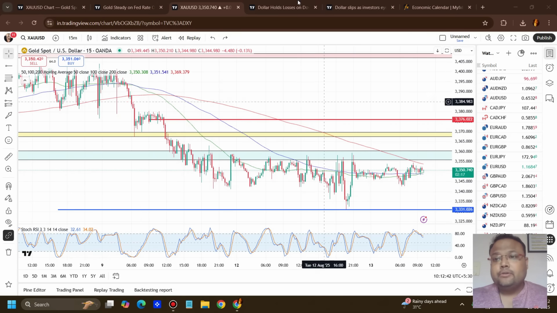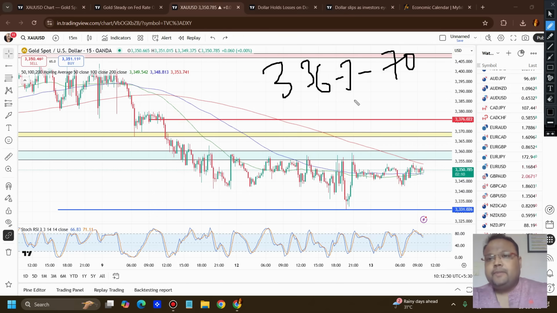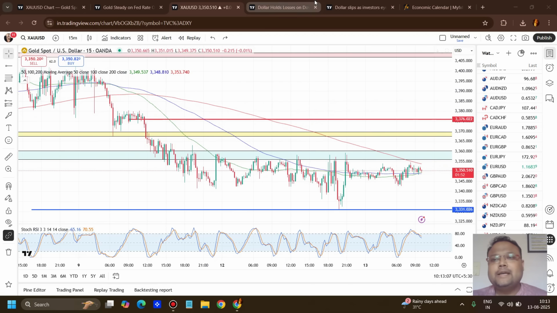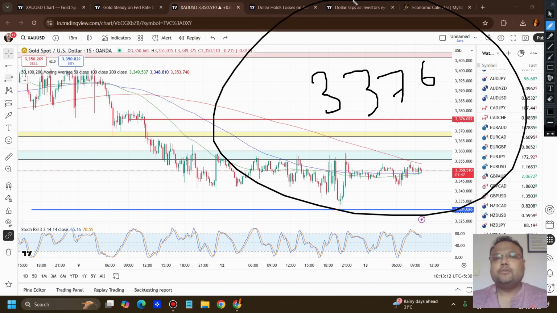The second selling opportunity on the chart of gold is around 3367 to 70. This is the level where you can look for a sell opportunity. Why? Because of the yellow box. What is the yellow box? Same concept. The previous support will become the new resistance. No changes. 3367-70 is the first resistance where we can look for a sell position, and the second selling opportunity is around 3376. So on the chart of gold, we have two resistances for the day: 3376 and the yellow 3367-70.